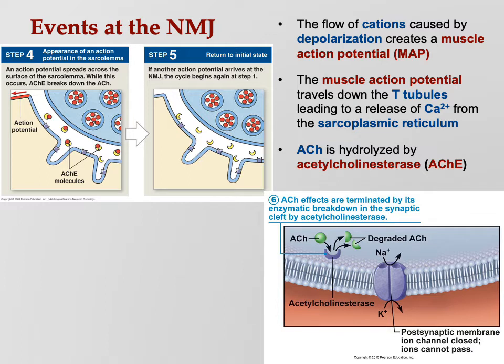And who does that? One of the most powerful enzymes in the human body, acetylcholinesterase. And this is a big deal because there are drugs and toxins that work on acetylcholinesterase. So they will have a direct effect on muscle contraction, okay?